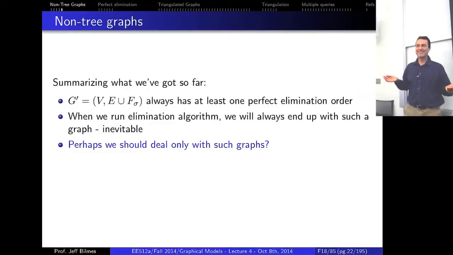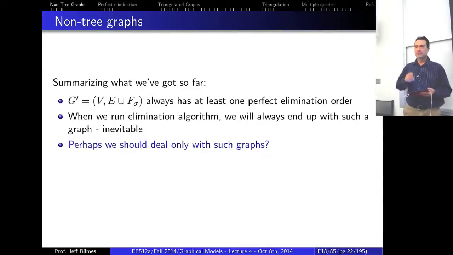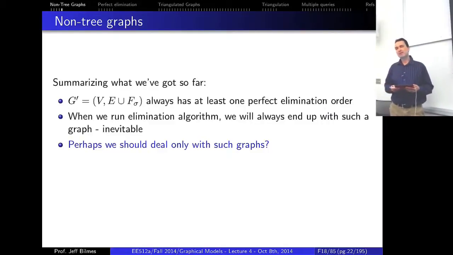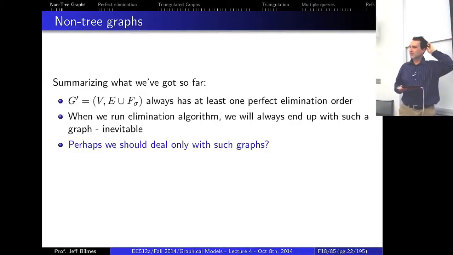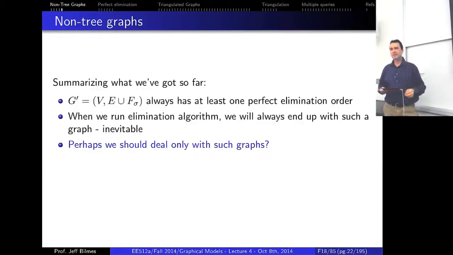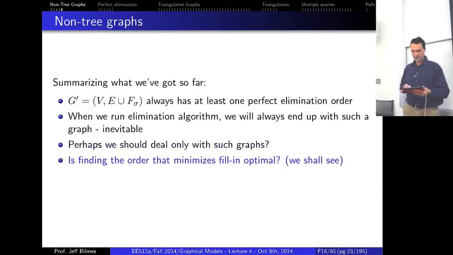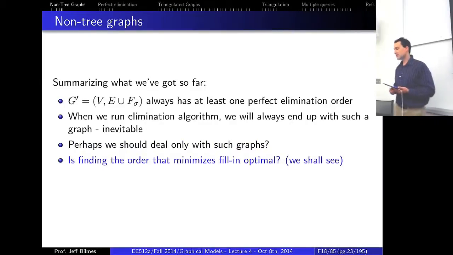Perhaps this is a very suggestive bullet point, isn't it? Perhaps we should only deal with such graphs. From a computational perspective, maybe that makes sense. If we're inevitably going to reach such a graph that contains a perfect elimination order, maybe we should only deal with those. Now, before we can even answer that question, we need to be able to characterize such graphs. Okay. Now, is finding the order that minimizes the fill-in optimal?